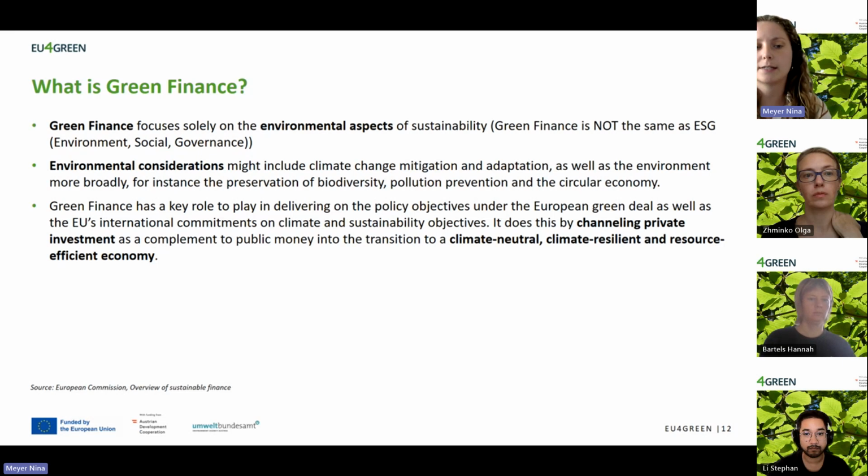And green finance has a very important part to play in delivering on those goals, on the policy objectives under the European Green Deal, as well as the EU's international commitments, for example, the Paris Agreement. And it does this by channeling private as well as public funds into those investments and transforming the economy into a climate neutral, climate resilient, and resource efficient economy.